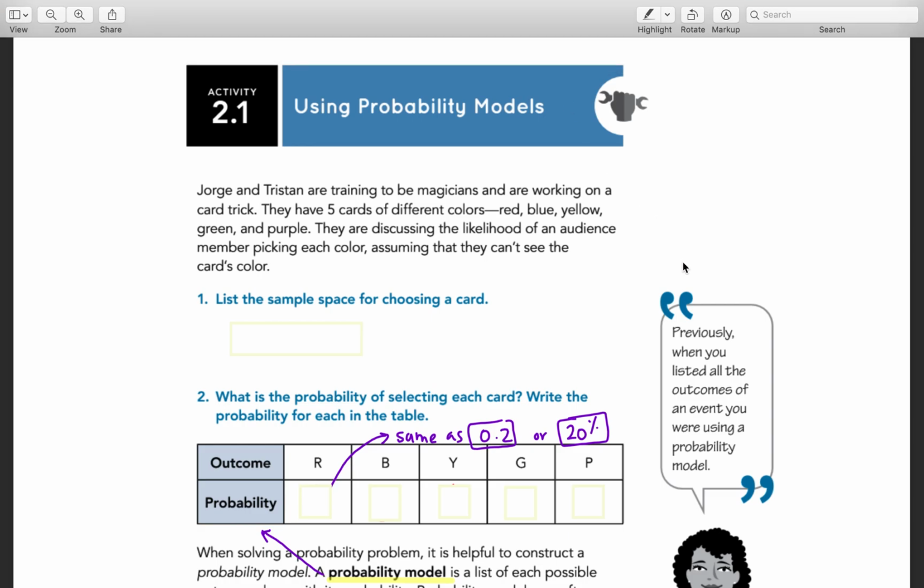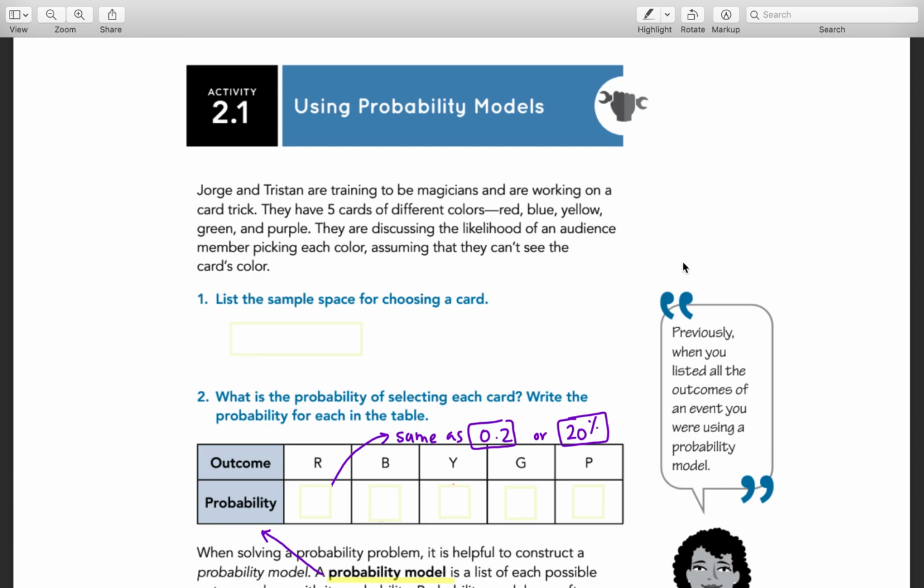So we're on page 25. George and Tristan are training to be magicians and are working on a card trick. They have 5 cards of different colors: red, blue, yellow, green, and purple. They are discussing the likelihood of an audience member picking each color, assuming that they can't see the card's color.